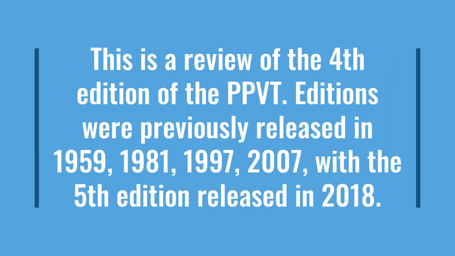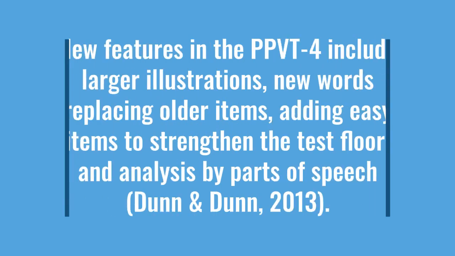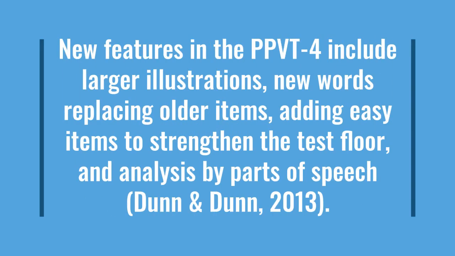Changes over time. This is a view of the 5th edition of the PPVT. Editions were previously released in 1959, 1981, 1997, and 2007, with a 5th edition released in 2018. Revisions have retained pictures representative of the current United States population, changes to the record form to reflect basal and ceiling set rules, and a pronunciation guide for more difficult words. New features in the PPVT-4 include larger illustrations, new words replacing older items, adding easy items to strengthen the test floor, and analysis by parts of speech.